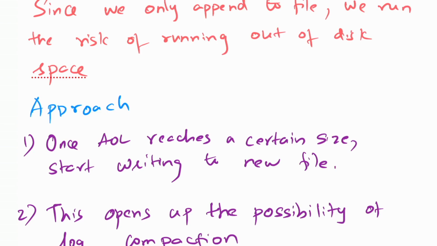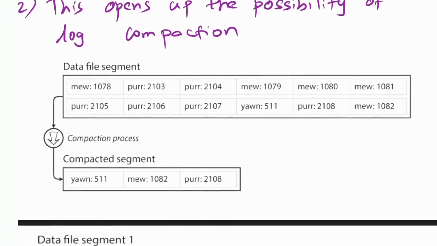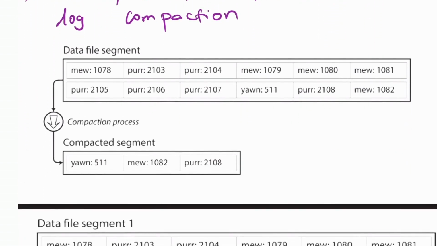Now this might be counterintuitive, but just hear me out for a second. This gives us a pretty good benefit that it opens up the possibility of log compaction. Okay. I'll tell you what log compaction is. Let me show you an example. Let me take the case of one file first, then let me take the case of two files.